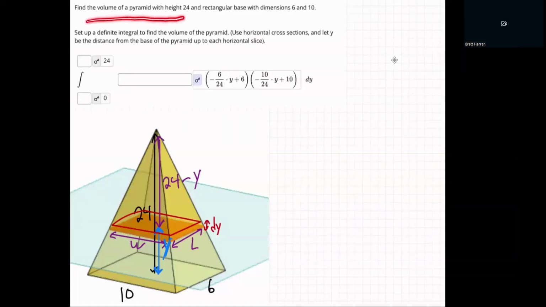Find the volume of a pyramid with height 24 and rectangular base with dimensions 6 and 10. So the height is 24 of this pyramid. It's 10 by 6. We're going to set up a definite integral to find that volume. Okay, well, how are we going to do it?